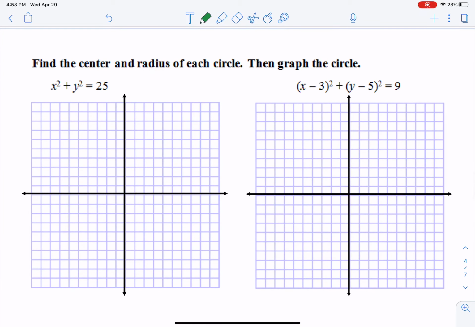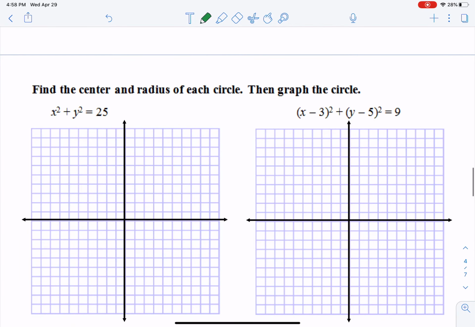So first, let's figure out what the radius is and the center of the circle. So this x squared plus y squared, it's like I had x minus 0 in there because there was nothing. The x minus 0 is the same as that. And then 25 would be the same as 5 squared. So our center would be 0, 0, and our radius would be 5. So I'm going to go to 0, 0.